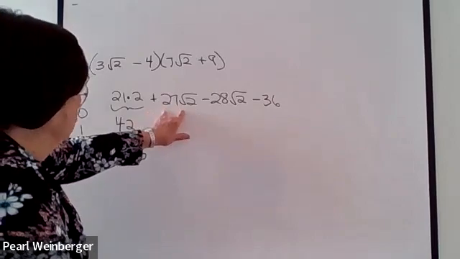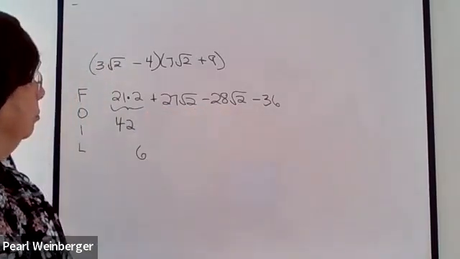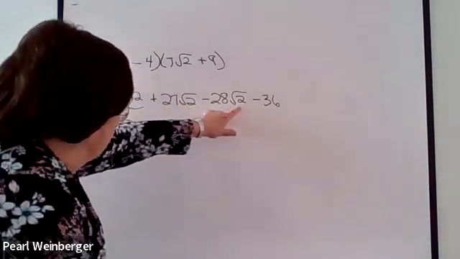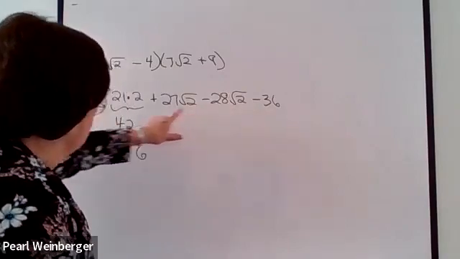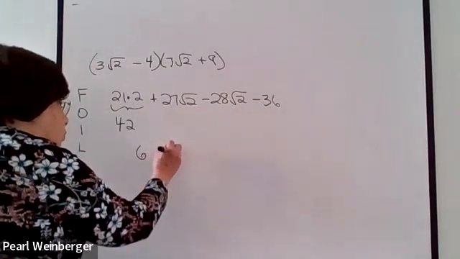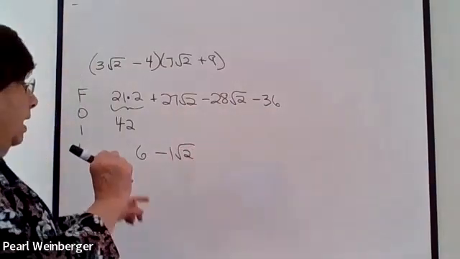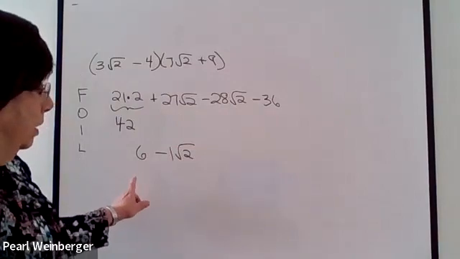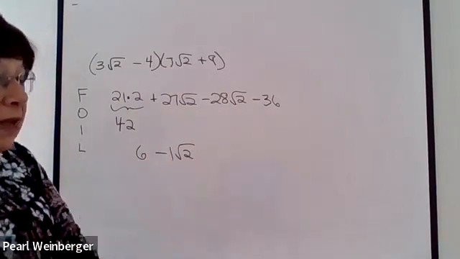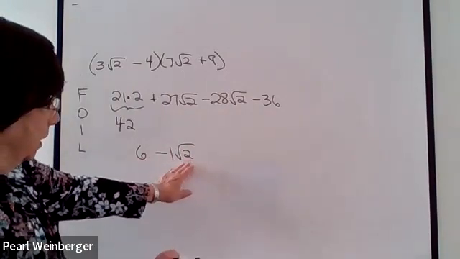The 27 radical 2 minus the 28 radical 2 can also be combined, since these are like radicals. They both have radical 2's. I do 27 minus 28, which is -1 radical 2. Do not go any further with this. The 6 cannot be combined with the -1 radical 2.